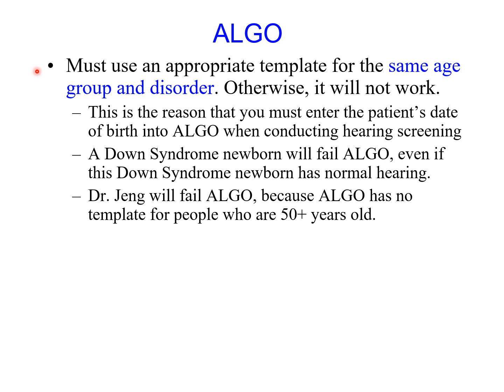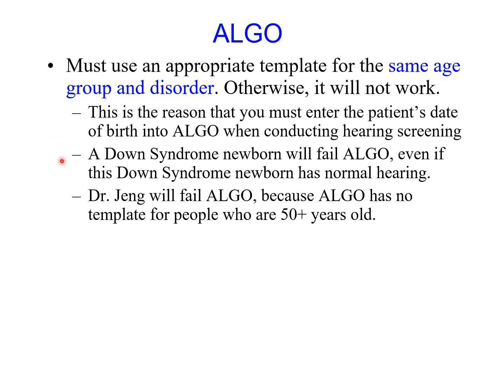When using ALGO to do hearing screening, we must make sure to use an appropriate template for the same age group and disorder for the participant. Otherwise, ALGO will not work. This is the reason that you must enter the patient's date of birth into ALGO when conducting hearing screening, so that ALGO knows the age of the participant and will use the appropriate age group template for the algorithm.